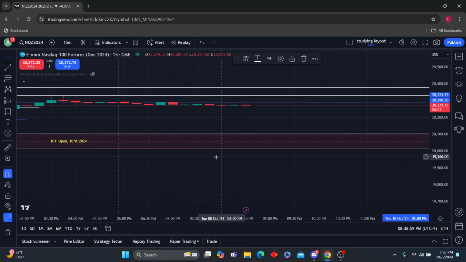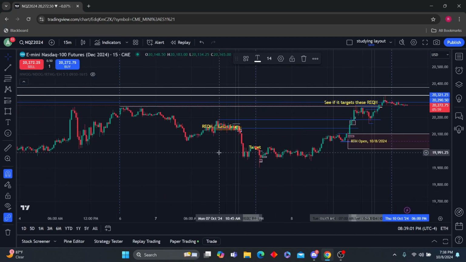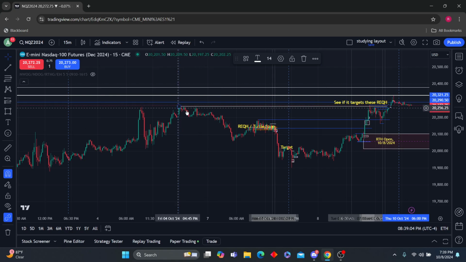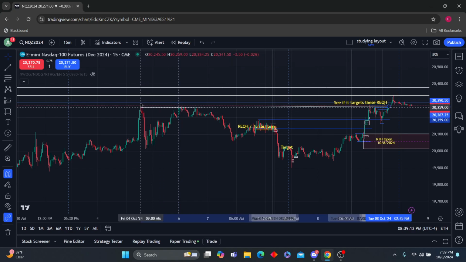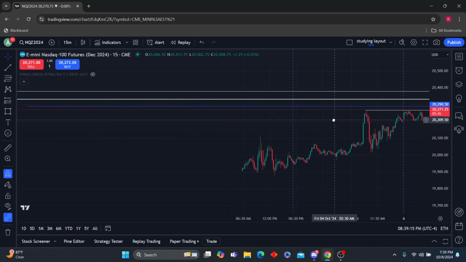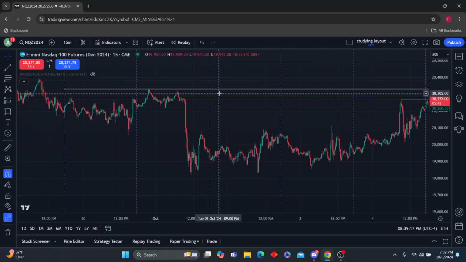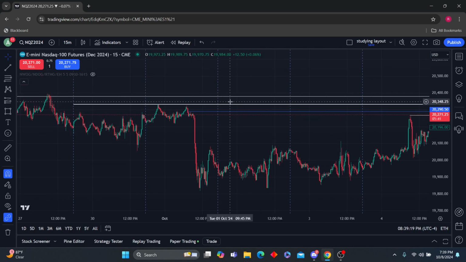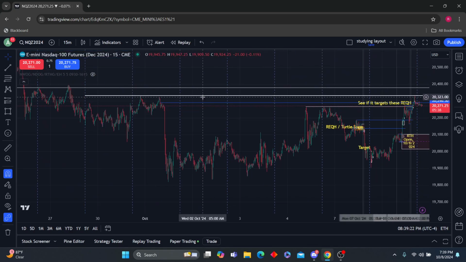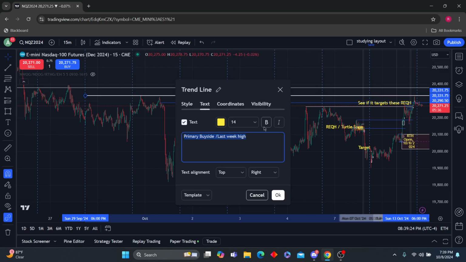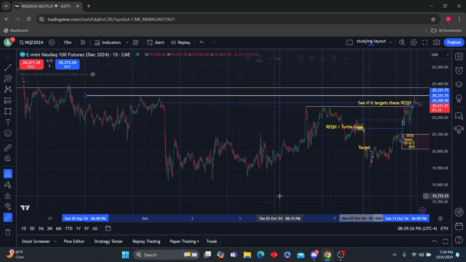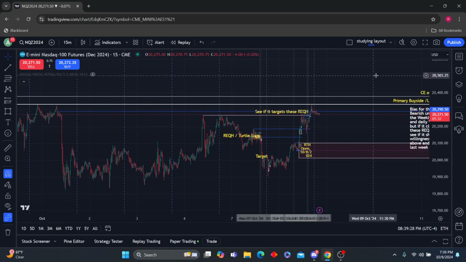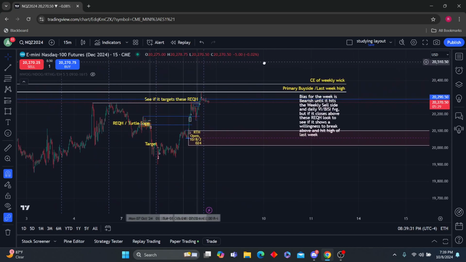So 15 minutes. Quickly gonna write. On my outside, I did have these relatively equal highs as my target. I did have this being my primary buy side from the last week high if it went up to the north, and then a consequent encroachment of the weekly wick.